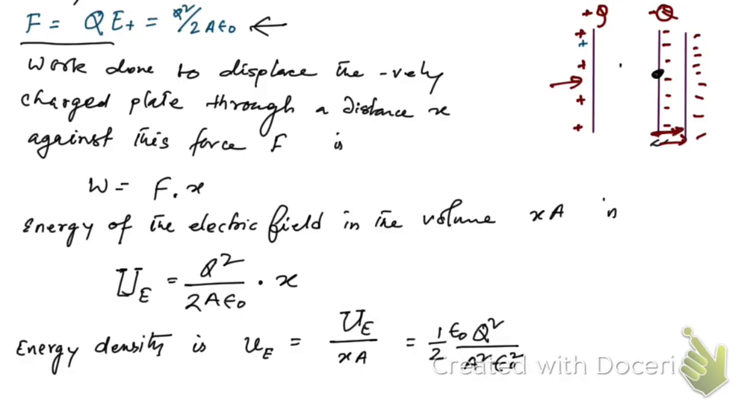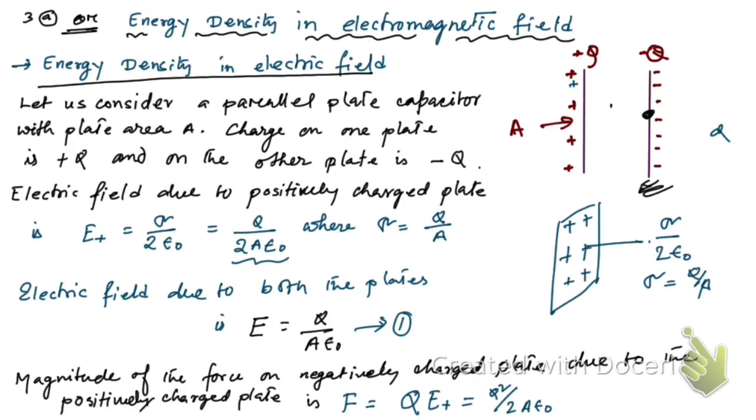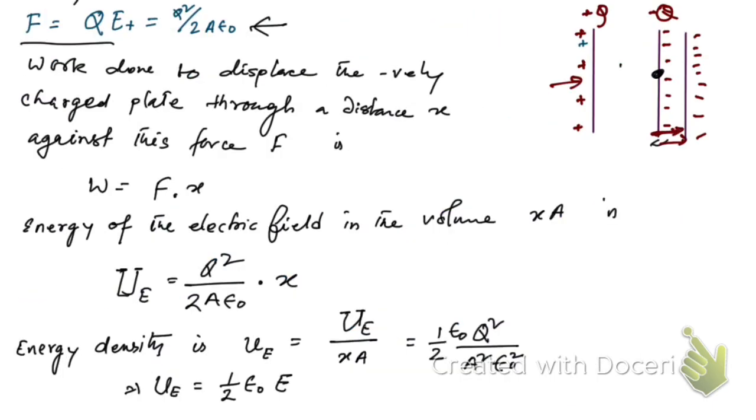You see, you can write it this way: small u, that is energy density, half epsilon naught E square, where this is nothing but the electric field intensity E that we have got in equation number 1. So from 1, or using 1, hope you have understood this. So this is the energy density for the electric field.